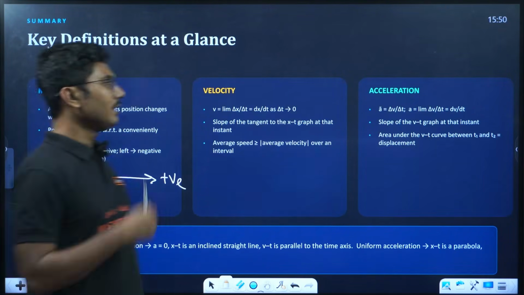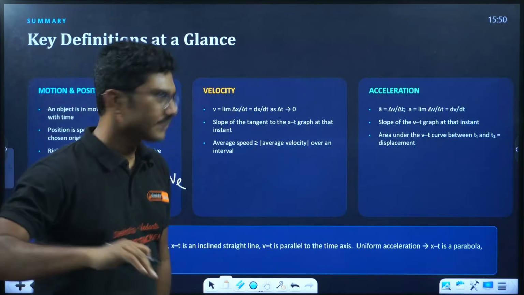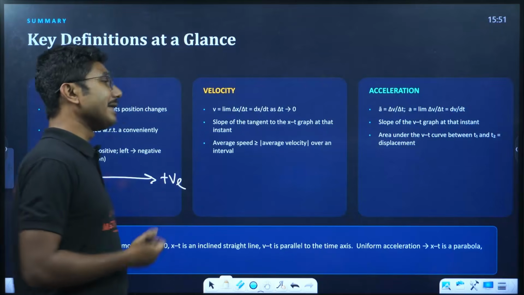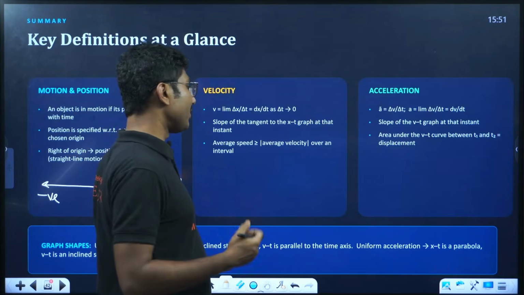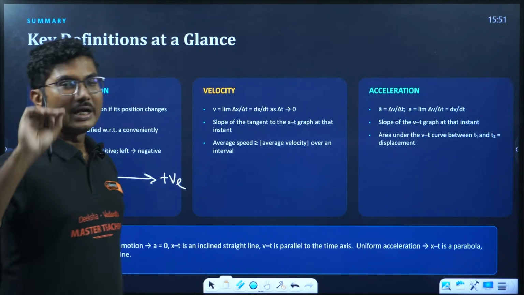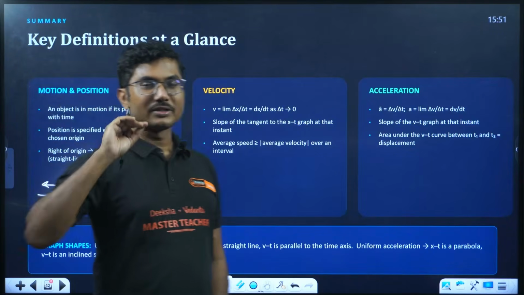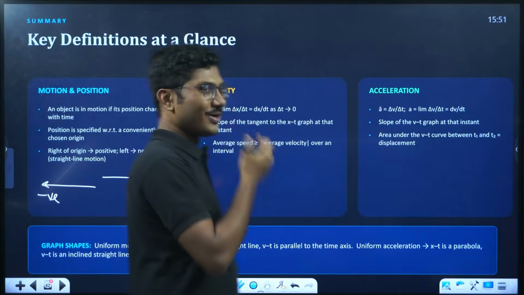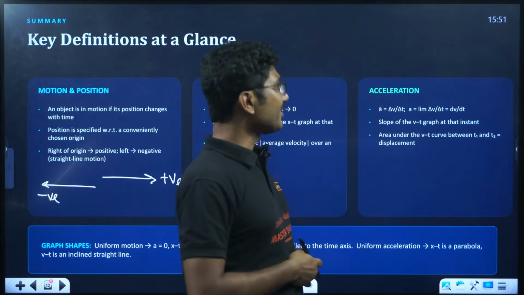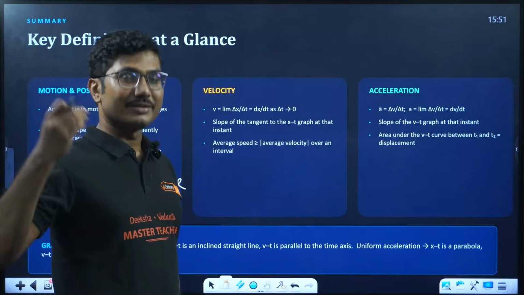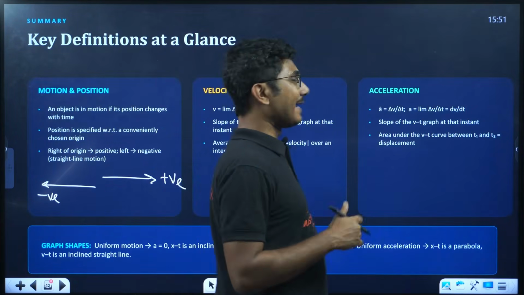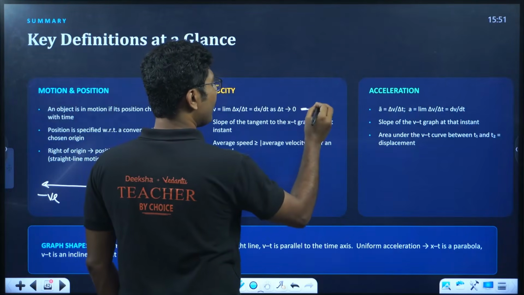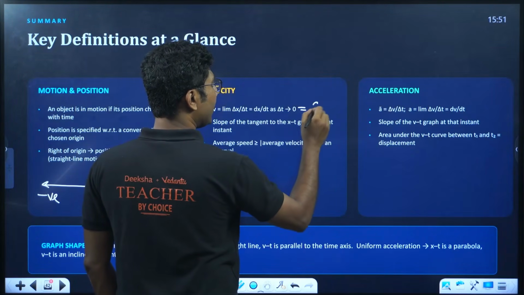Okay, velocity: there are average velocity and instantaneous velocity. The slope of the tangent of the graph gives the instantaneous velocity. Average speed is always greater than or equal to the magnitude of average velocity over an interval. Equality holds when the object has not changed direction, or when the object is static. Acceleration a is the change in velocity by time, and instantaneous acceleration is dv by dt, here dvx by dt. In differential form, velocity will be dx by dt.